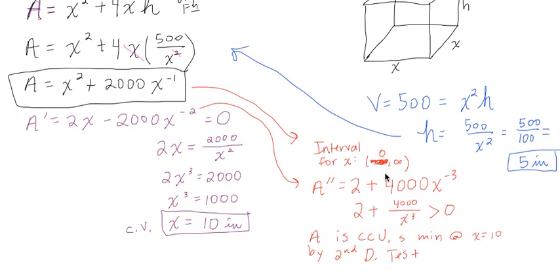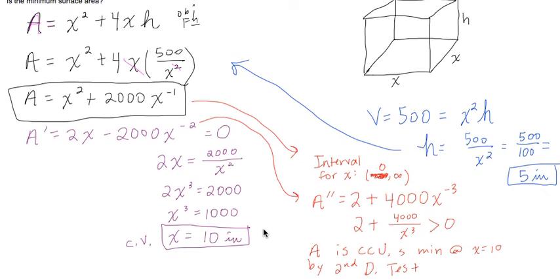So to check, I used the second derivative test. The derivative of 2x is this 2, and the derivative of this term becomes positive 4,000 over x cubed, which if you write it as a fraction looks like this. And for any positive value of x that you plug in, this is going to be a positive number, which tells us that A, surface area, is concave up. So by the second derivative test, there is a min at 10.